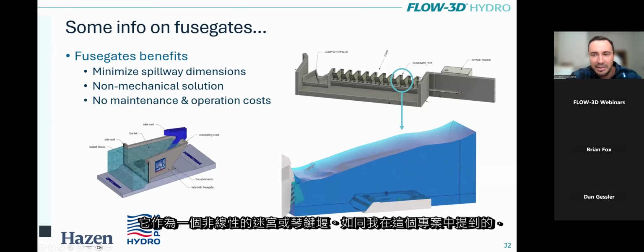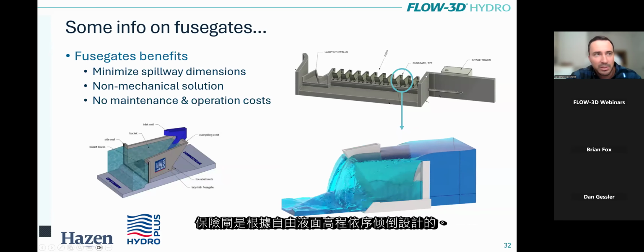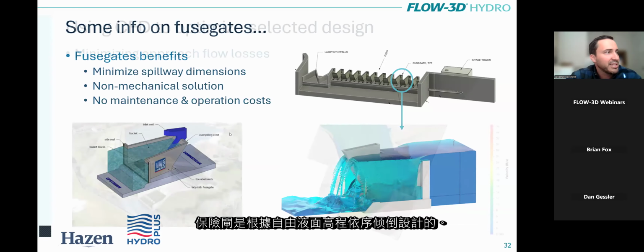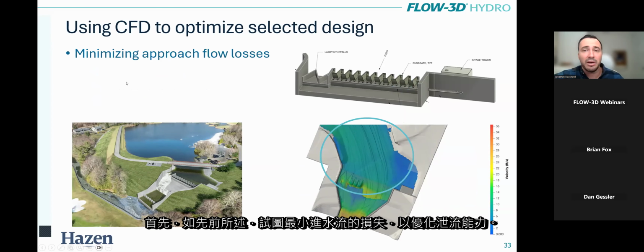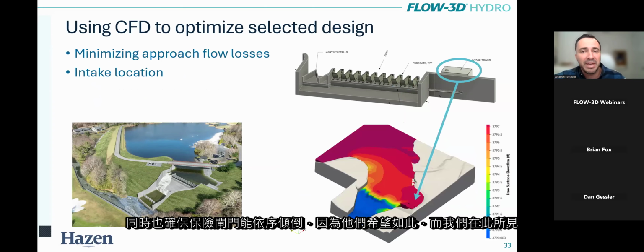So, as I said, in this project, the fuse gates were designed to tip in sequence based on water surface elevation. So they used CFD to test and optimize this innovative spillway design with a couple of goals in mind. First, as mentioned, trying to minimize the approach flow losses to optimize the discharge, but also making sure that the fuse gates will tip in sequence.